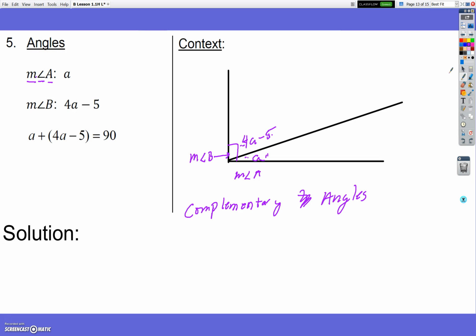When you're done with this page, I want you guys to finish your homework from 1.1G as well as 1.1H. Double check the board for what the exact questions are. If you have any questions, please let me know.